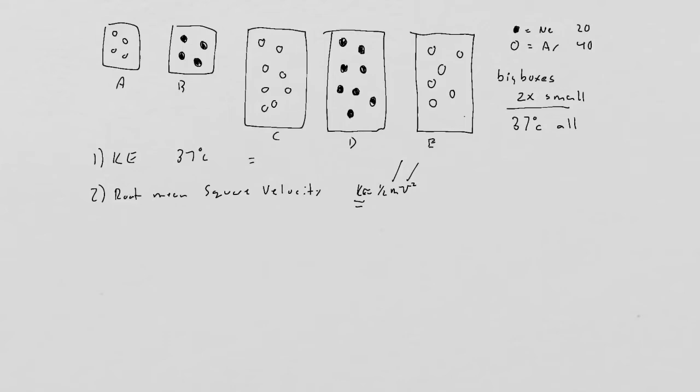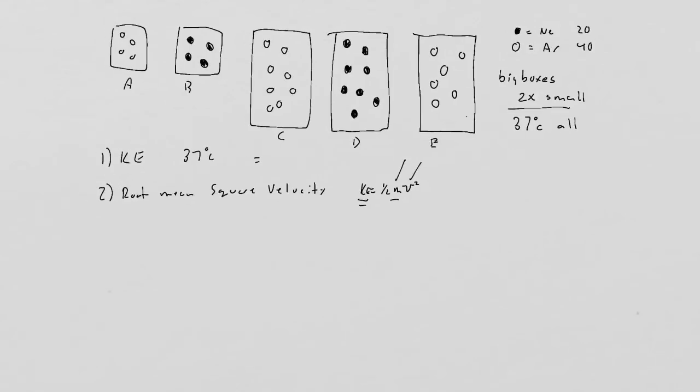Nice and simple. So since they all have the same kinetic energy, we can assume that in terms of root mean square velocity, the smaller particles, right, the ones with the smaller mass, have the greater velocity. So we would assume that B and D have a greater velocity than A, C, or E, based upon the formula for kinetic energy.